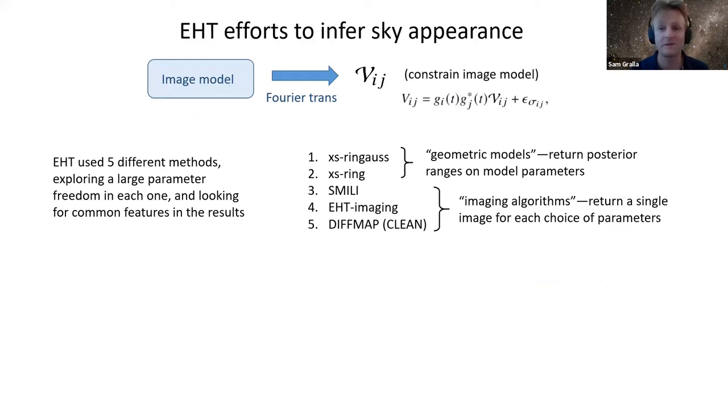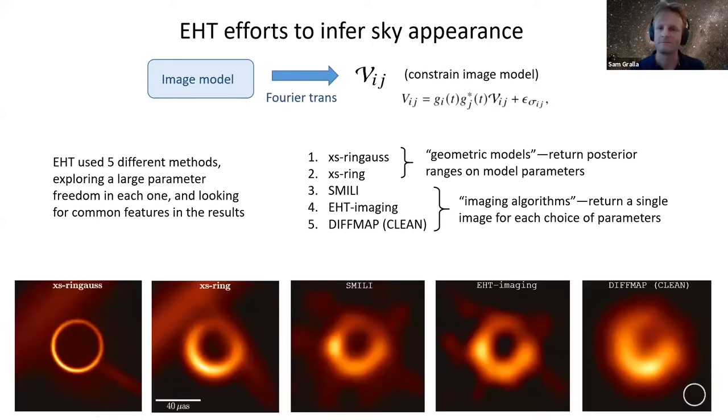The point is there's a lot of them and each one has freedom within it in terms of parameters you choose within the model. There are two general classes, for the experts: models where you parameterize shapes in the image domain and get posterior ranges on the parameters describing those shapes, or the more classic imaging algorithms. I'm grouping these all together as one attempt of getting a sense of the sky appearance from the data. And here's what they found.